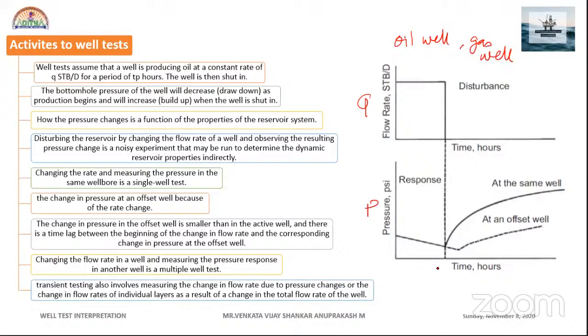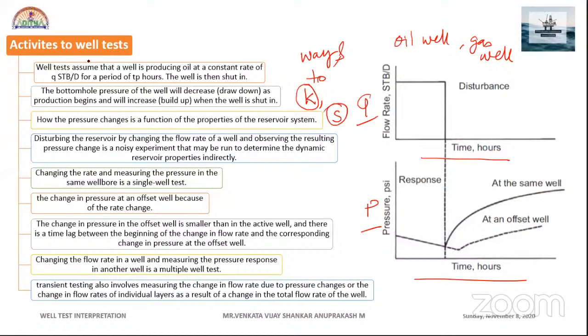What is this? With respect to time, you are recording the pressure as well as the flow rate. Other than the well test, we have many other ways by which we can get permeability K, skin factor, and so on. But at a certain time, you can only get one value at a time. Here, by using the well test, we can get these things simultaneously, one after the other. That is the beauty of the well test.